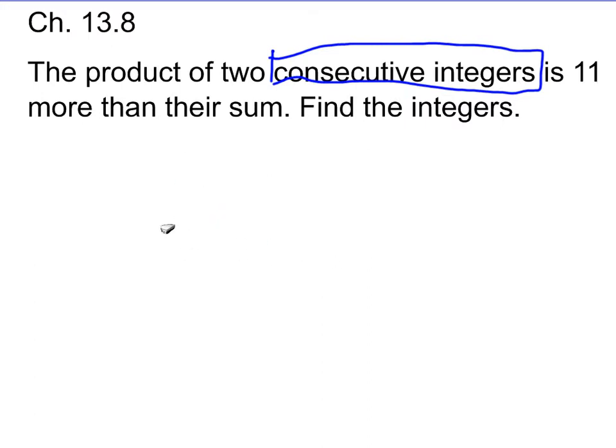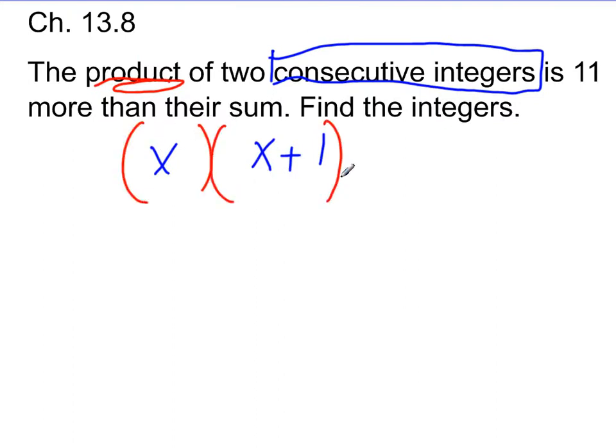So once we have what consecutive integers are, we're going to give an unknown to represent them. We don't know what our consecutive integers are. They want us to find them. So we're going to say x, and then the next consecutive integer would have to be x plus 1. Now we have the keyword here where it says the product of two consecutive integers is 11 more than their sum. So we need a product between these two consecutive integers. So we'll have x times x plus 1.